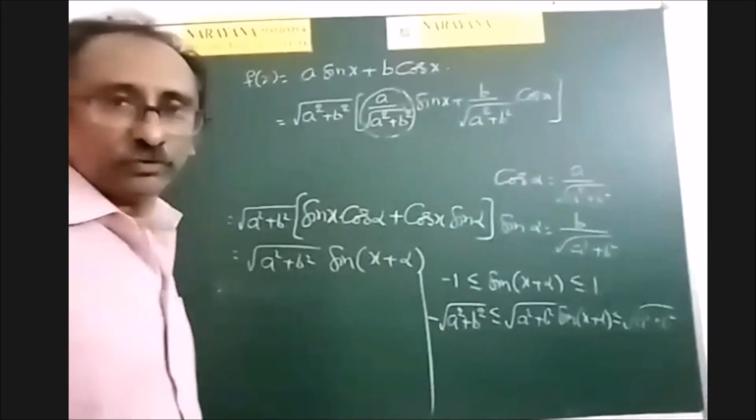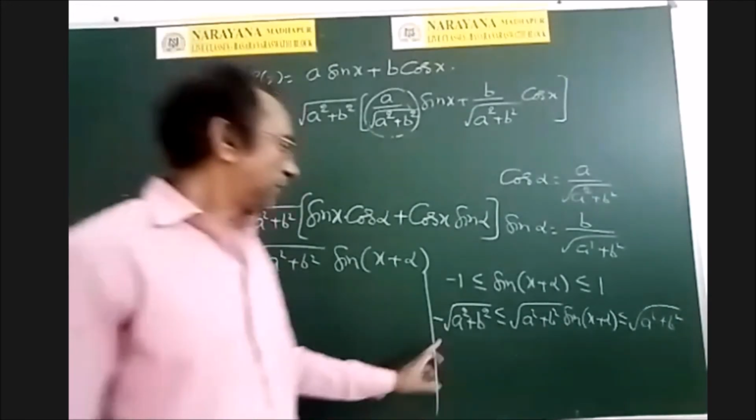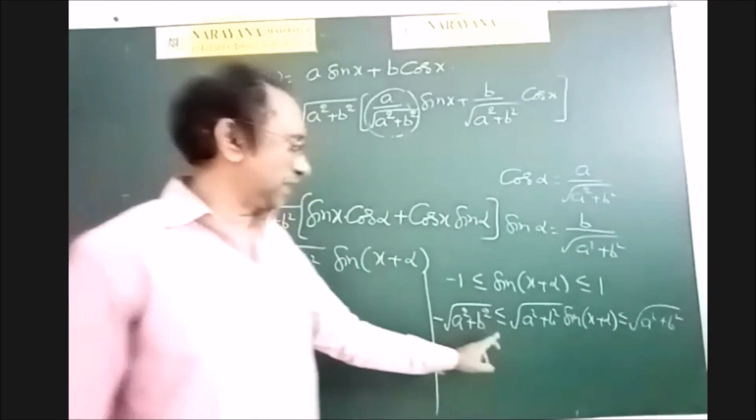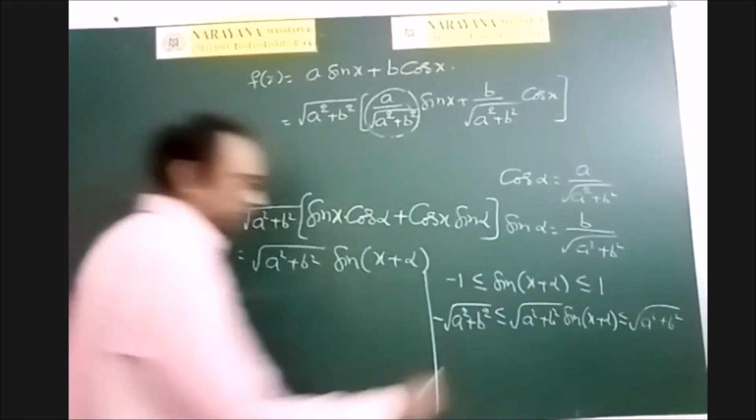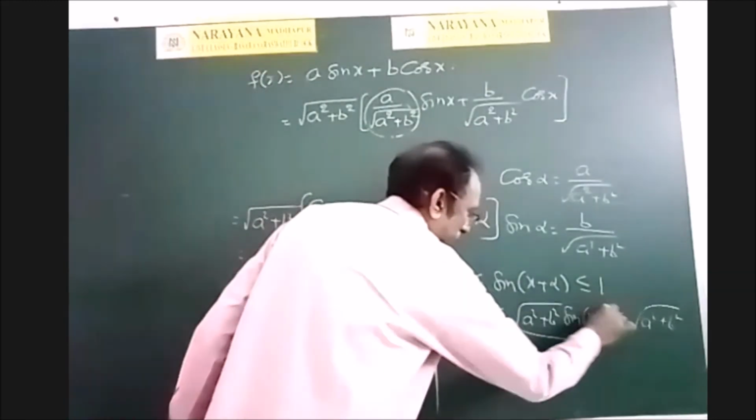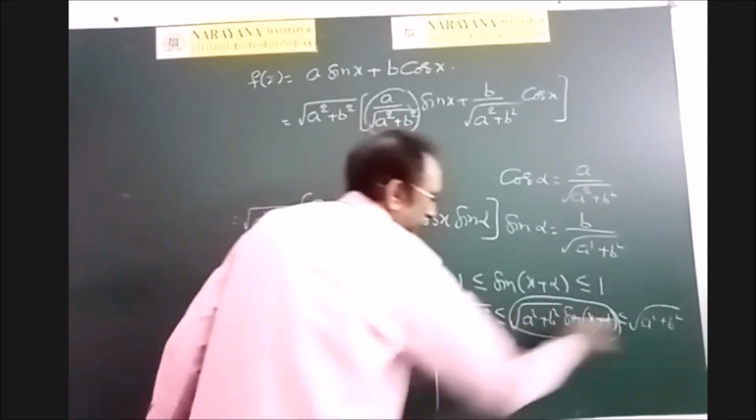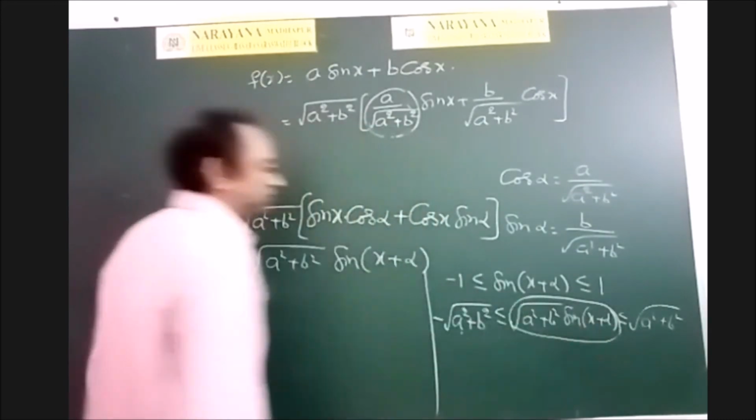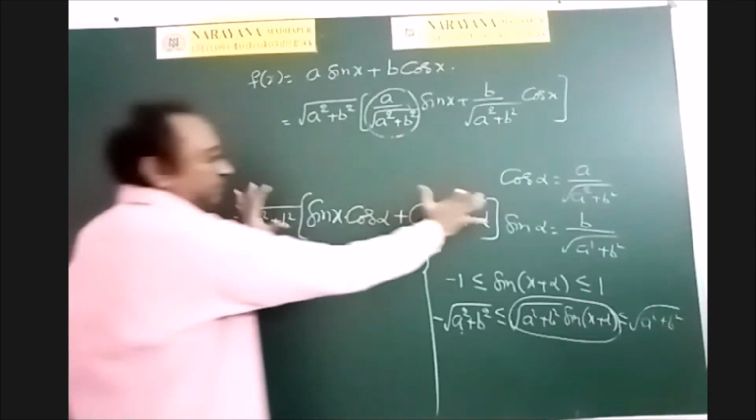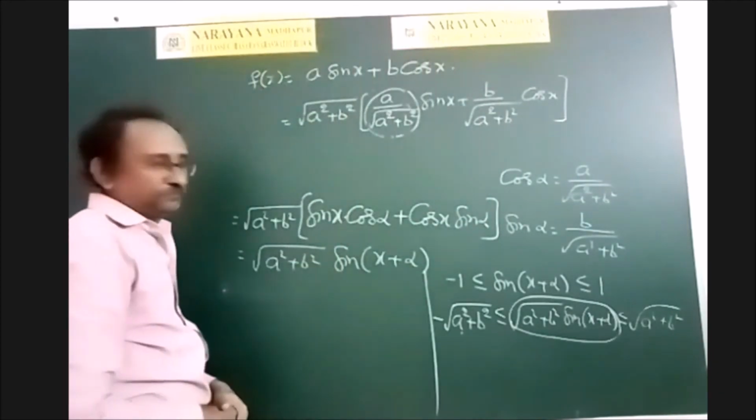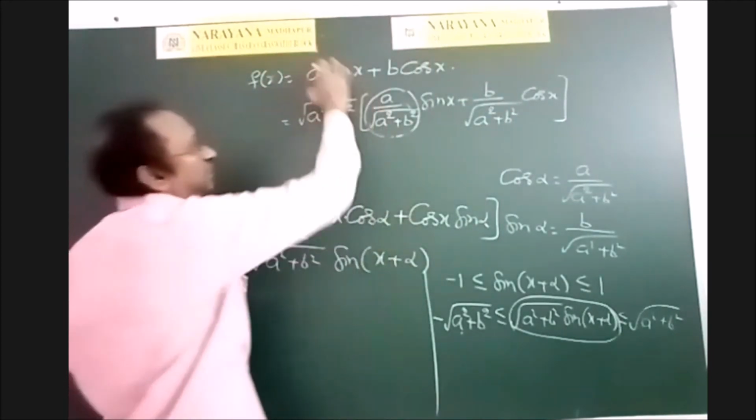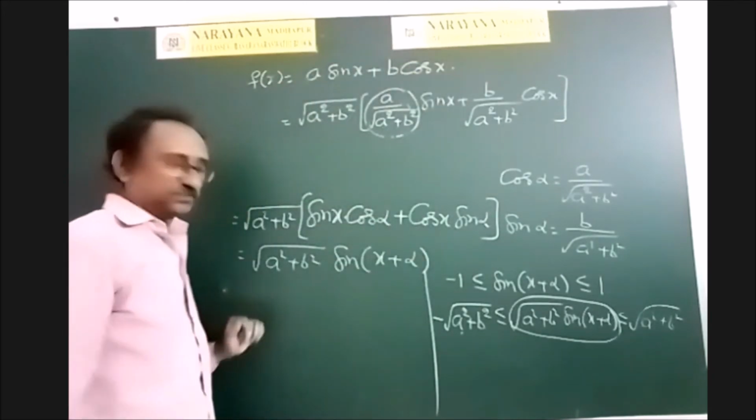See, you can see that. So minus root a square plus b square is less than or equal to this, less than or equal to root a square plus b square. That means this should lie in between these two numbers. This is nothing but this, and this is nothing but this. Therefore, in place of this, I can write a sin x plus b cos x.